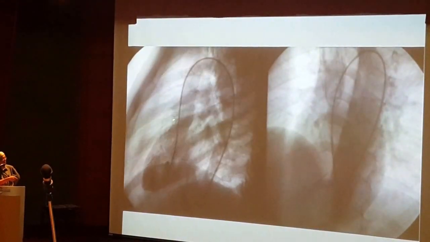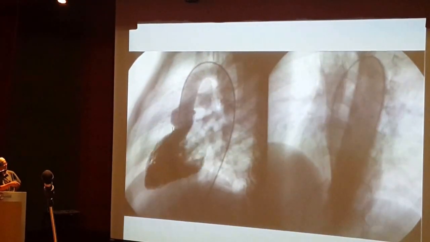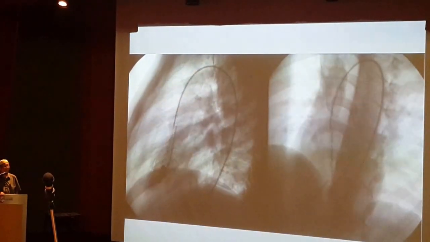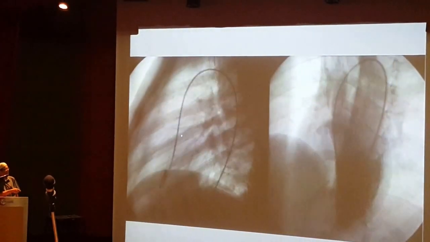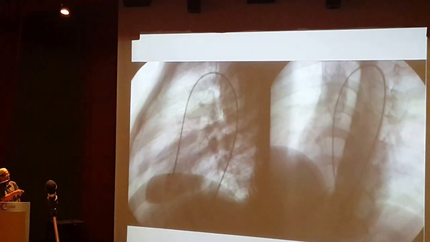You can see the aortic valve is here. The defect is just at the aortic valve, right? And it's going out in this region into your right ventricular outflow tract and the pulmonary artery, which crosses here.